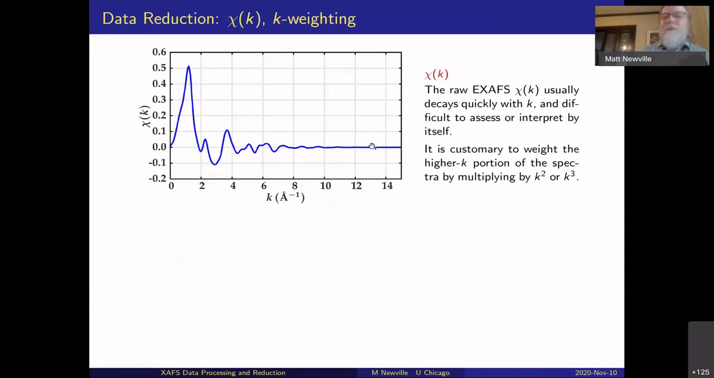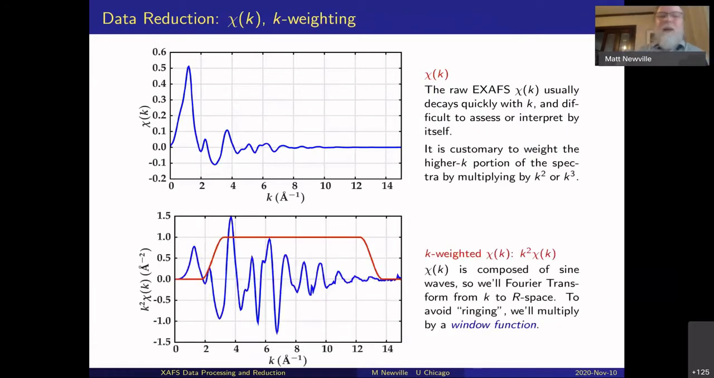Mu minus mu0 divided by the edge step. We set the edge step to 1 already, so it's just mu minus mu0. And then we might multiply by k squared, and because it's oscillatory, we will do a Fourier transform, so we might apply a window function, multiplying that spectrum by this curve to reduce the ringing, to better sample the portion of k space that we want to analyze, and to remove the initial absorption threshold, the white line.